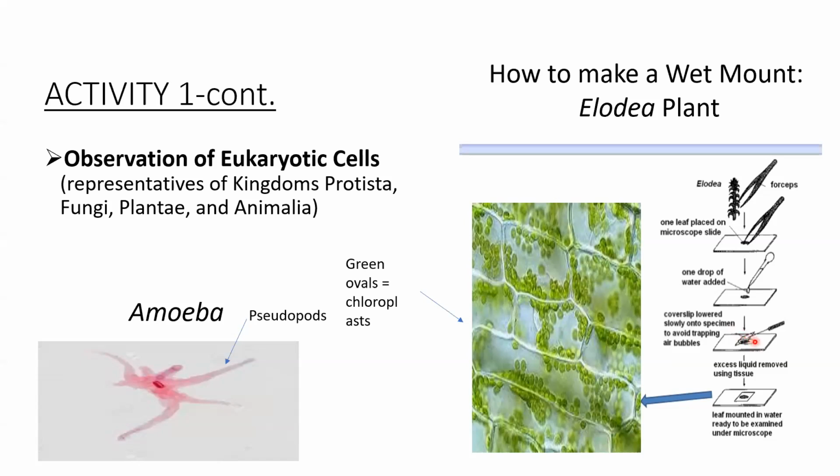So you will slowly lower it. I usually use something to guide me down because I don't want to splash it down. And you also want to avoid air bubbles, because it's really annoying to get those air bubbles under your microscope. So you'll put your cover slip down, and then you're going to remove the excess liquid using a tissue, which we call a Kim wipe in science. So you'll remove that excess water, and then your slide is prepared for viewing. This is a pretty simple preparation.